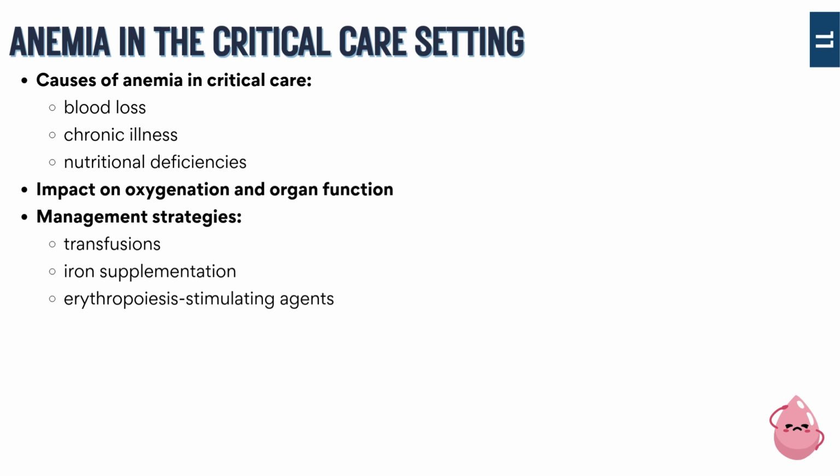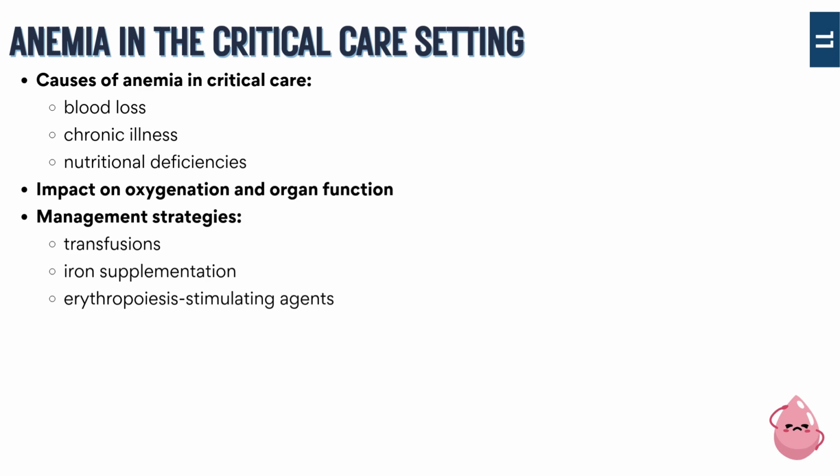Okay. Nutritional deficiencies, we already talked about those, but many of our critically ill patients have limited nutritional intake, which can lead to deficiencies in essential nutrients like iron, B12, and folic acid, and those are all necessary for RBC production.